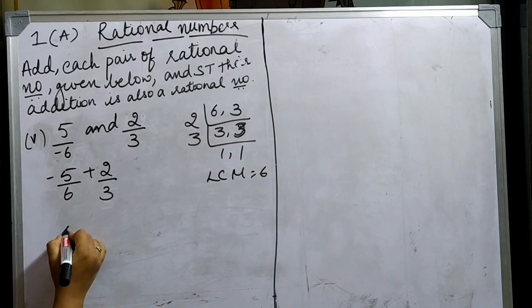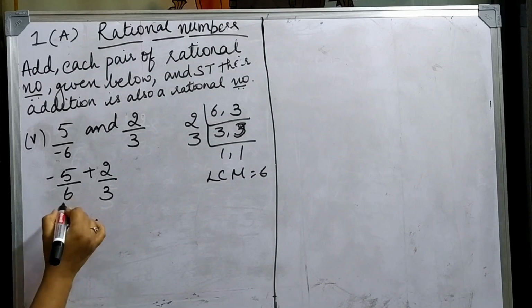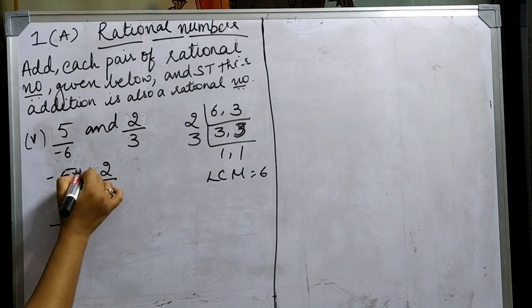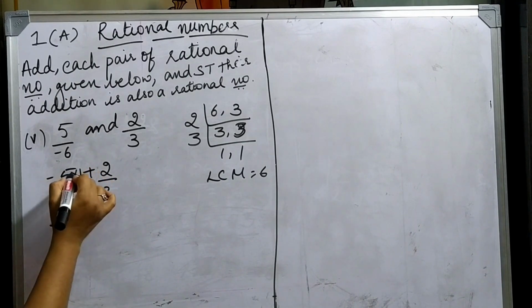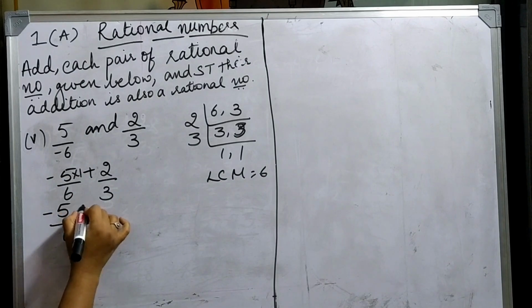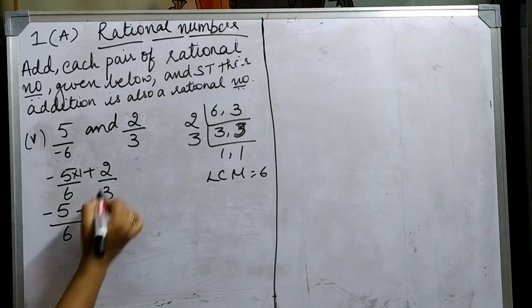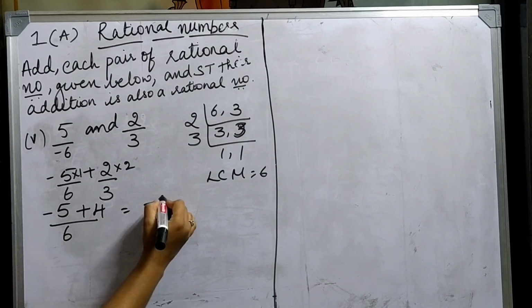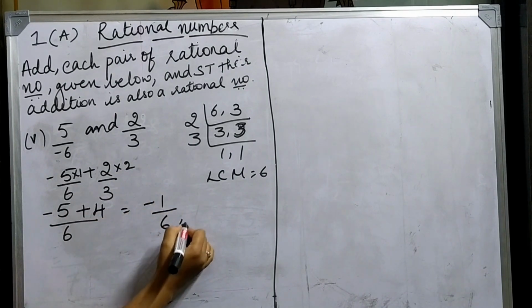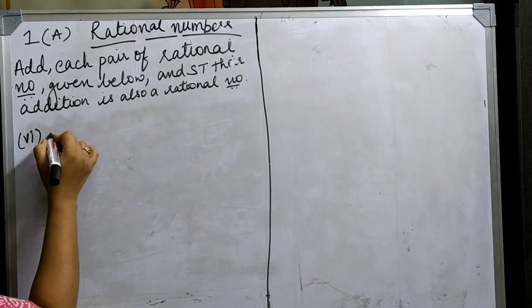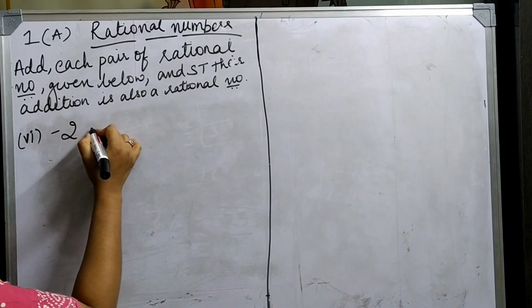So if we take the LCM as 6, we have to divide it by each denominator. So 6 is the denominator, 6 ones are 6, so minus 5. You have to multiply the same number to the numerator, that is minus 5 into 1, which is minus 5, plus 3 twos are 6, which is 2 into 2, which is 4, which will give you minus 1 by 6, which is again a rational number. So the next question is minus 2 and 2 by 5.